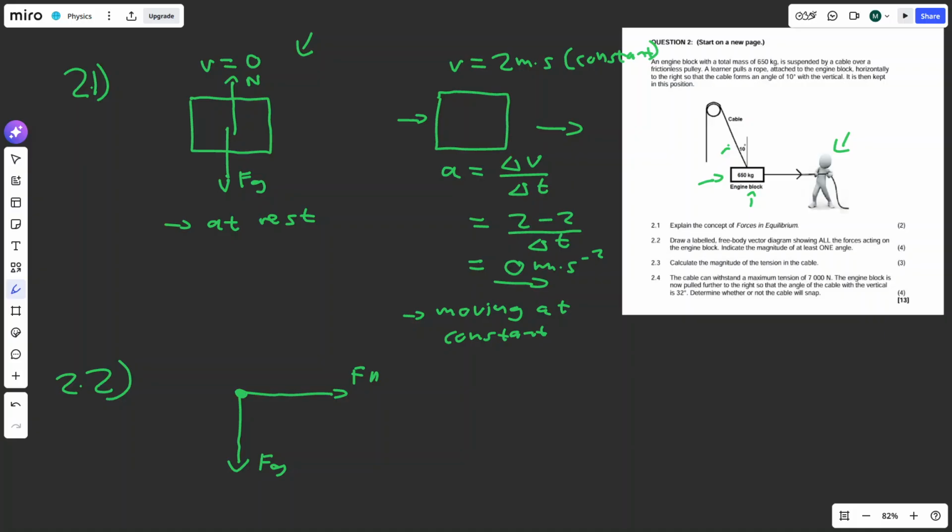So here we've got this cable pulling this object in that direction. Okay. So now that will be there. And we can just put a vertical line here just to indicate that this tension is being acted at an angle of 10 degrees to the vertical. So that is basically it.